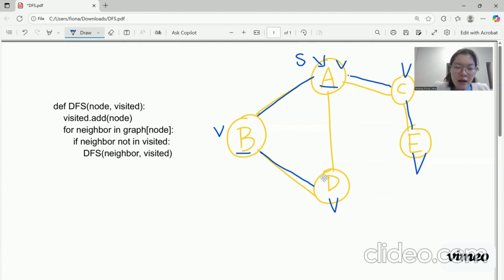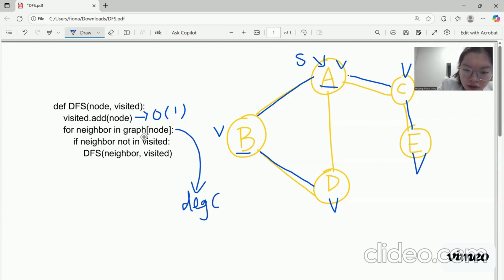Let's take a look at the runtime complexity of this algorithm. First, we have the step of marking the node as visited, which is just a constant time operation. Let's mark this as constant. Then for the for loop, for each node U, this loops through all of its neighbors. Say here, if we have node A, we have three neighbors, right? So the degree would be 3. The same goes for D or B. Basically, this step is proportional to the degree of the node we're currently at.